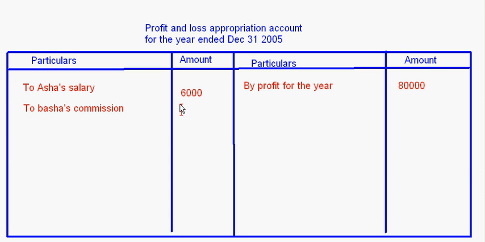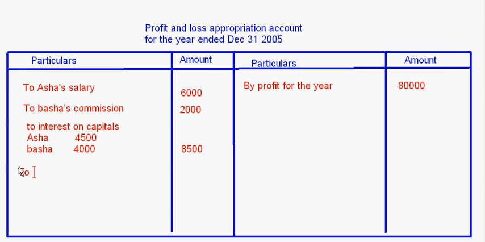An error was committed there. Now we are rectifying that. 2,000 rupees commission, which was not given, now it has been put. To interest on capitals, to Asha the interest on capital should have been 4,500, to Basha it should have been 4,000 rupees. So both the things we have put here. So this comes to 8,500.